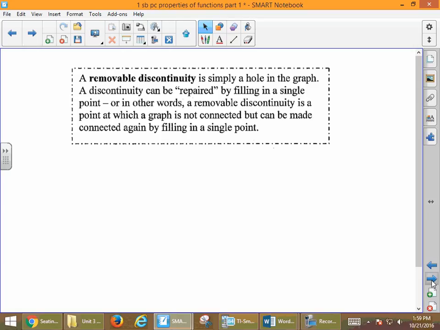And what it is, it's a hole in the graph. The thing is, we can make the graph whole, W-H-O-L-E, whole again, or repair it, by filling in a single point. In other words, a removable discontinuity is a point at which a graph is not connected, but could be made connected again by filling in a single point. So I might have gotten a little wordy on that. Not the first time, probably won't be the last.